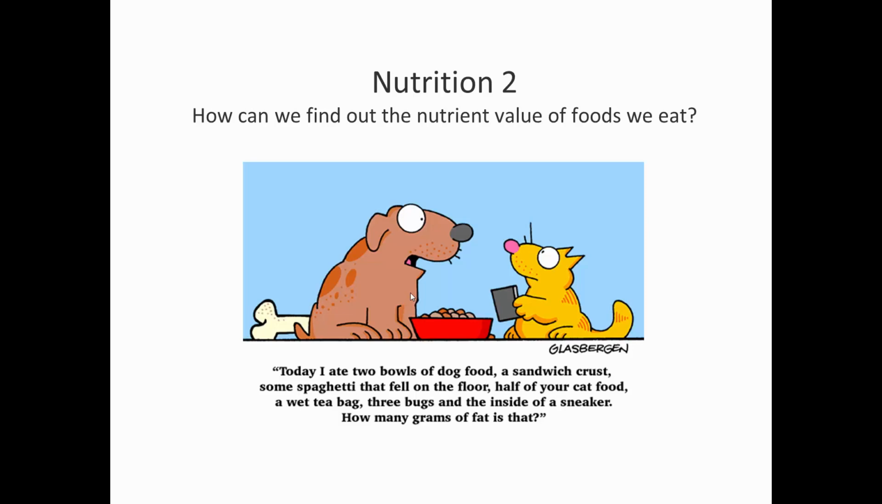We also looked at a breakdown of all of the specific nutrients that our body needs. So we looked at macronutrients, nutrients that we need in larger amounts like carbohydrates, proteins, fats, water. And we also looked at micronutrients, nutrients that our body needs in smaller amounts, things like vitamins and minerals.